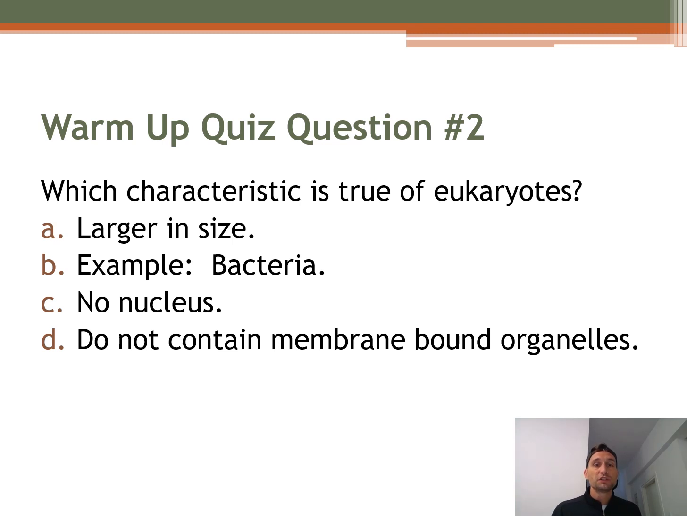For question 2, which characteristic is true of eukaryotes? Is it A, that they are larger in size, that being compared to prokaryotes? B, an example of them is bacteria. C, they do not have a nucleus. Or D, they do not contain membrane-bound organelles like a mitochondria or an endoplasmic reticulum. Again, pause if you need more time, but we're going to move on to number 3.